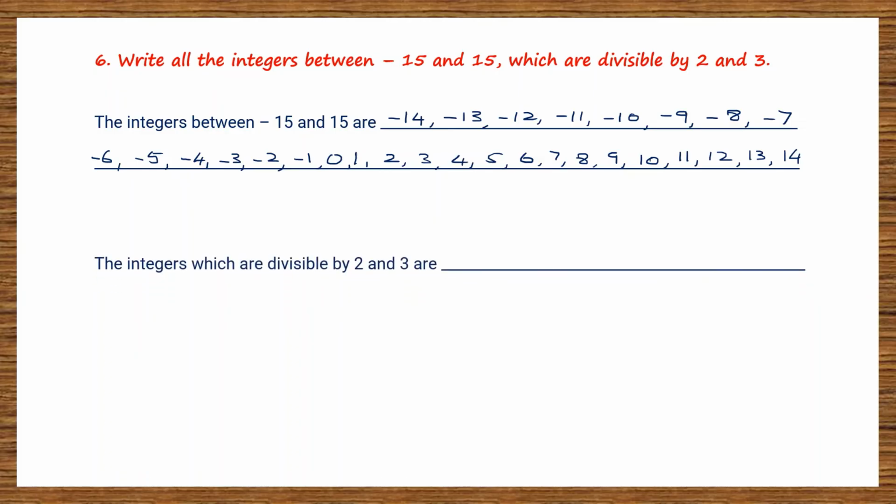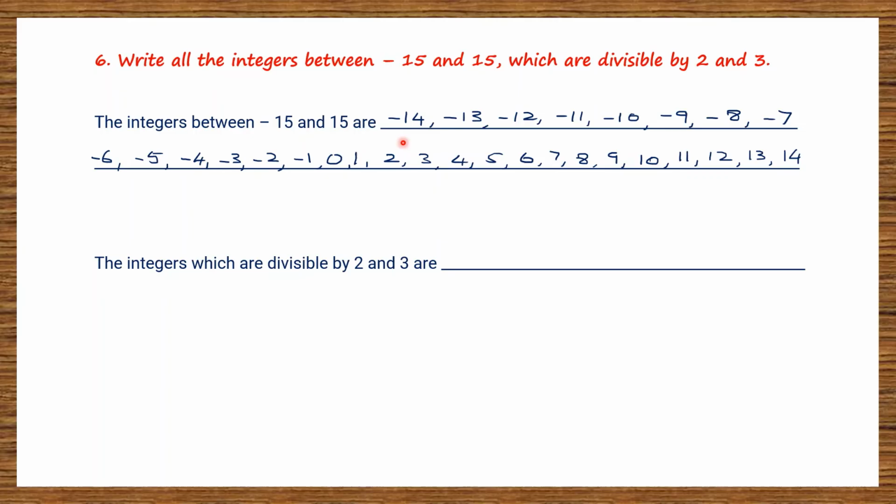Now from these we need to pick out the integers which are divisible by 2 and 3. And all of us know the test for 2 and 3, isn't it? If a number is divisible by 2, it should be an even number. That is 2, 4, 6, 8, 10, 12, all these are even numbers. And if it is divisible by 3, then I need to add up the digits and they should be in the tables of 3. So among all these numbers, let's see which are divisible by 2 and 3.